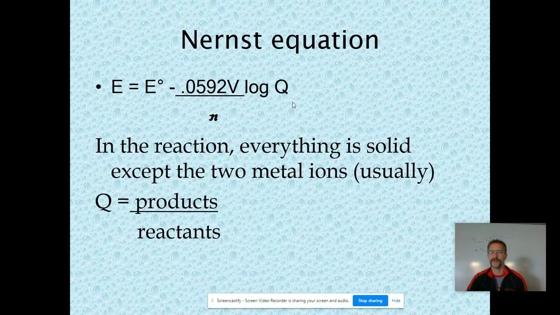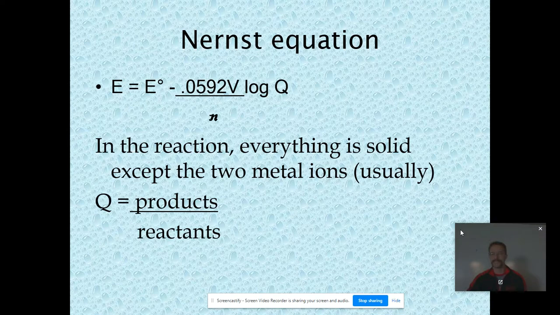Times log of Q, where again, Q is like an equilibrium Q. I said the equilibrium word. I know people are like throwing their Chromebooks across the room right now. It's not actually hard. It's actually pretty easy. All you have to do is the solution-y part of the products over the solution-y part of the reactants, and you plug that in here. And the solids, because they're solid, get left out, right? How big my copper electrode is doesn't matter. It's the concentration of the solution that matters.